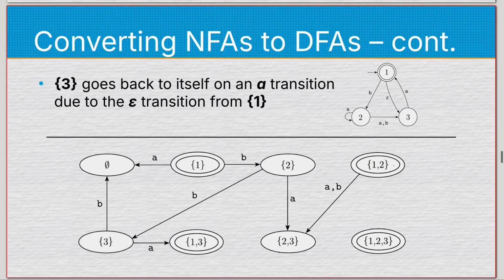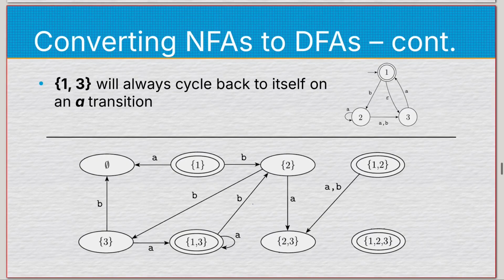Okay, so next one we're going to look at is the 1, 3 combination. 1, 3 will always cycle back to itself on an A transition because again we have this whole cycle here. So if I'm at 1, A doesn't go anywhere. If I'm at 3, A goes to A. But like I said earlier, since that epsilon transition happens here, it technically goes back to itself. So it's this self-repeating cycle. So we loop it back to itself. On B, 3 doesn't go anywhere, but 1 goes to 2. So we will send 1, 3 over to the isolated 2.